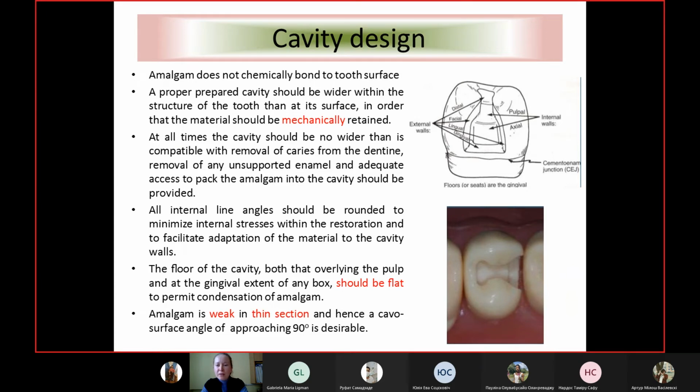At the same time, it is recommended to make the inlet of the caries cavity a little bit narrower in comparison to all sides of the caries cavity. Once again, because amalgam doesn't have any adhesion, it relies only on the mechanical retention.